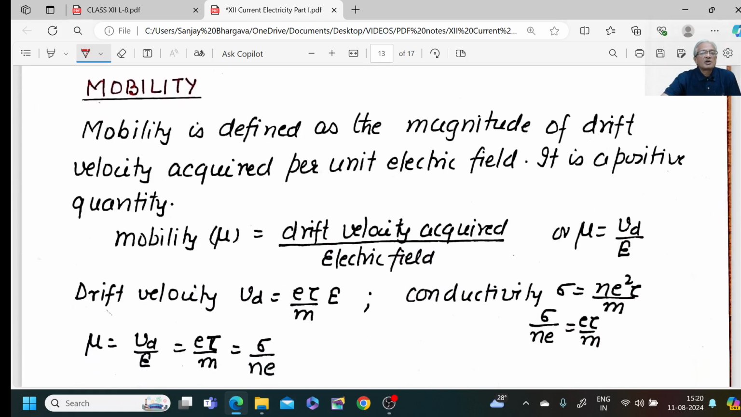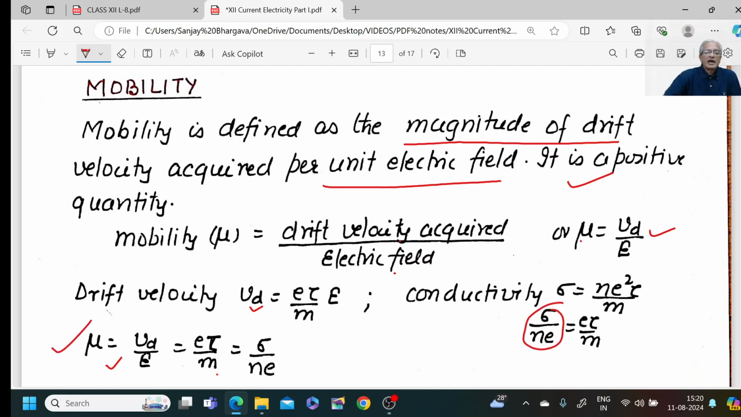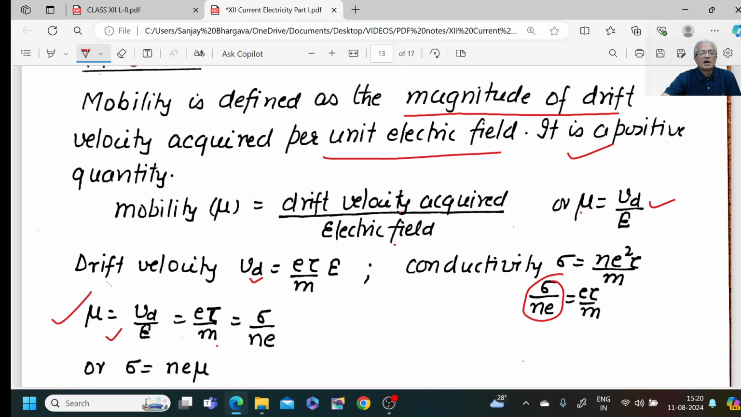Another quantity that we come across is called mobility. How do we define mobility? Mobility is defined as the magnitude of drift velocity acquired per unit electric field. It's a positive quantity. So drift velocity upon electric field, so mu would be equal to Vd upon E. The drift velocity Vd is eE tau upon m. So Vd upon E is called the mobility. It is e tau upon m, and e tau upon m, from the equation of conductivity, is sigma upon Ne. So we can write the equation of mobility as e tau upon m or sigma upon Ne.